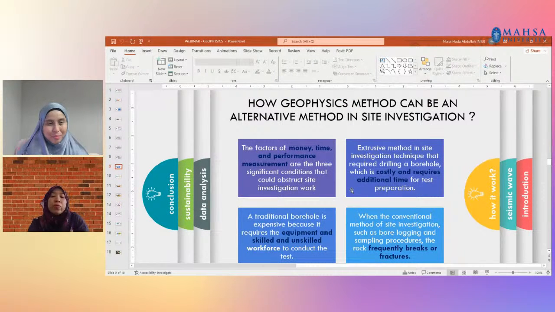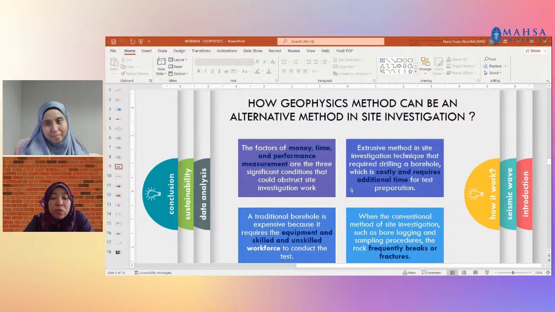Okay, after we know the definition and general information about geophysics, we need to understand why we need to use the geophysics method in site investigation. This is the important thing actually, why we need to use geophysics. It can be the alternative method to check the material under the subsurface. Of course, the most important thing is because of the cost, time and performance measurement.